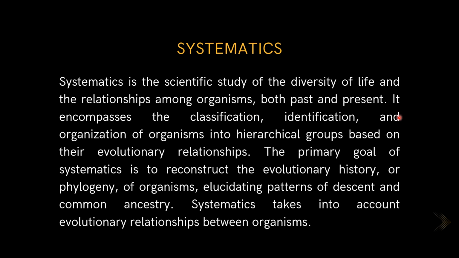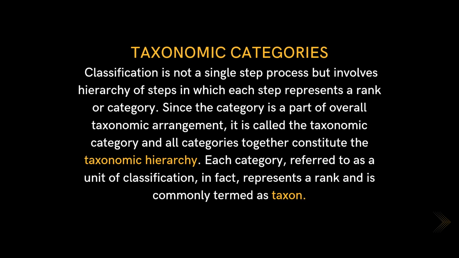So systematics is the scientific study of the diversity of life and the relationships among organisms, both past and present. In simple words, systematics includes classification, identification, and organization of organisms into hierarchical groups based on their evolutionary relationships. So systematics includes classification, identification, and organization of organisms, but we also take into account evolutionary relationships.